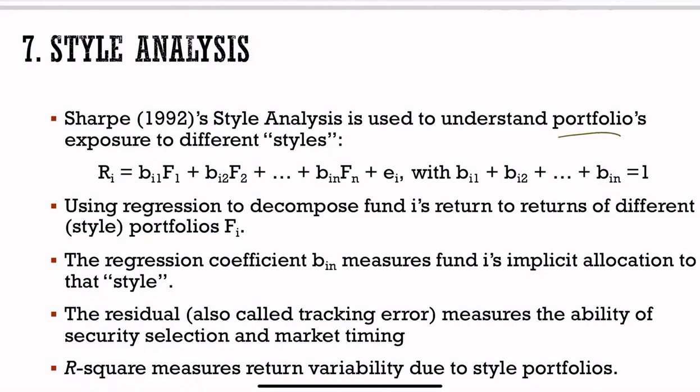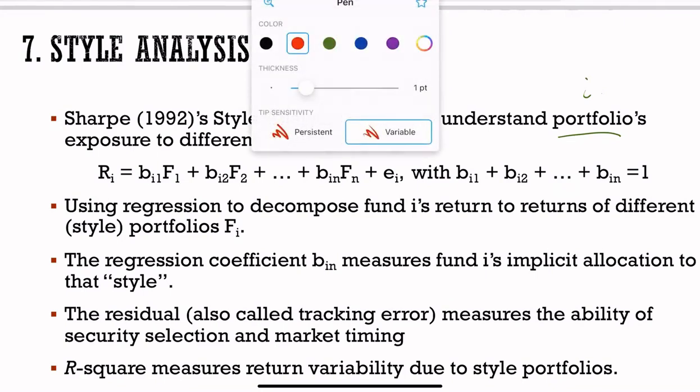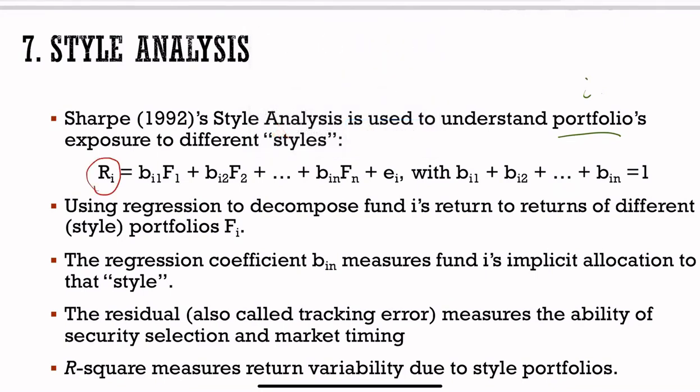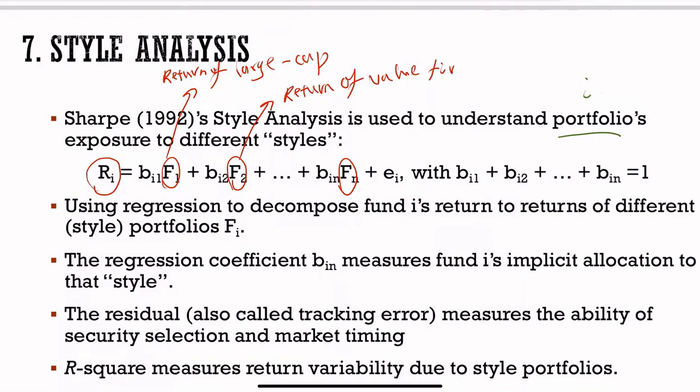So let's say you have a portfolio I, right? And its return is denoted by Ri. And then you have n different style portfolios, right? So you have F1, F2, Fn. These are returns of your style portfolios. For example, this F1 could refer to return of large cap, right? So this is one style. Then this could refer to return of value firms. So this is a second style. You're investing in value firms.